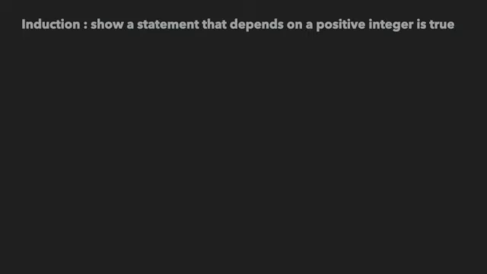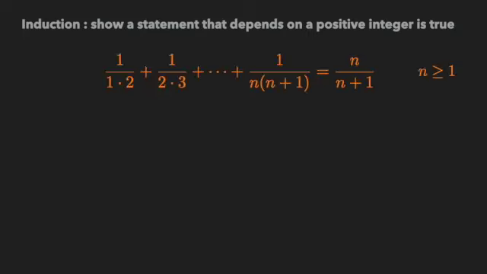Here are three examples. The sum of 1 over 1 times 2 plus 1 over 2 times 3 up to 1 over n times n plus 1 is equal to n over n plus 1, and we want to show that this is true for all n greater than or equal to 1. The second one is n squared is less than 2 to the n is less than n factorial for all n greater than 4. The third is that 8 to the n divides 4n factorial for all n greater than or equal to 1. I will show you the idea and the structure behind a proof by induction and then show how it works in these three proofs.